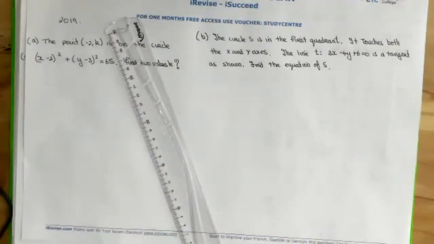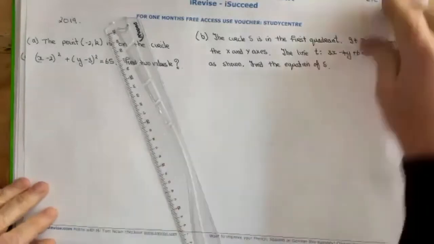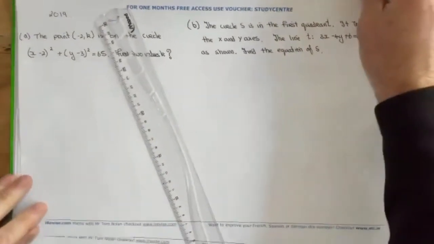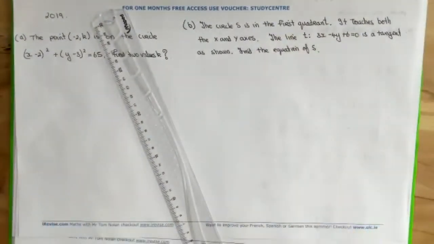Now, in your papers, there is a diagram, and I will draw that diagram in here now for you. So do you want to start by having a go at this question? And then I'll do it for you then. Okay, so off you go, have a go at that, and we'll work from there. Okay, 2019.